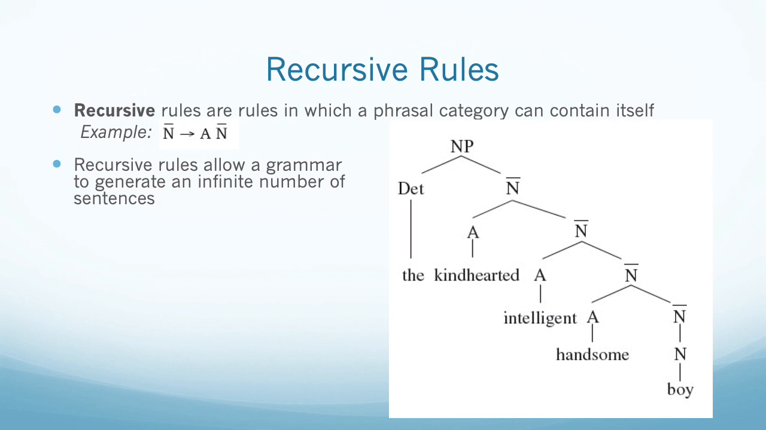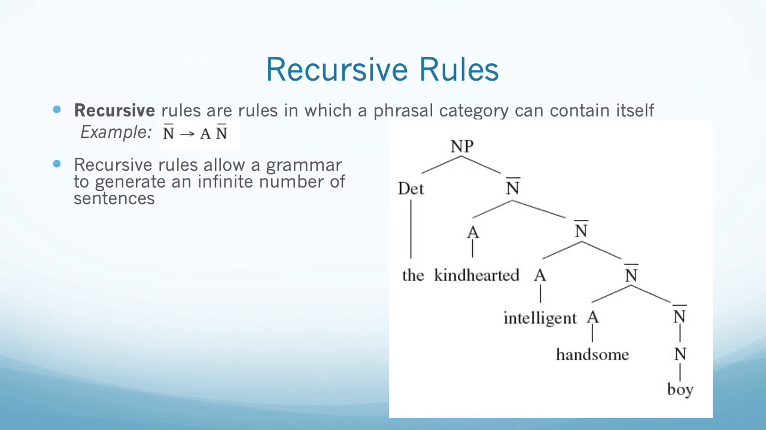Obviously, people don't do that because we have constraints on our working memory. Nobody wants to talk that long. So in practice, it doesn't end up happening, but we could go on and on and on. The grammar, the syntax allows for that. So for example, here we have the kind-hearted, intelligent, handsome boy. That's 3 adjectives, not infinite, obviously, but it's already getting to be quite a lot of those levels that you see there.